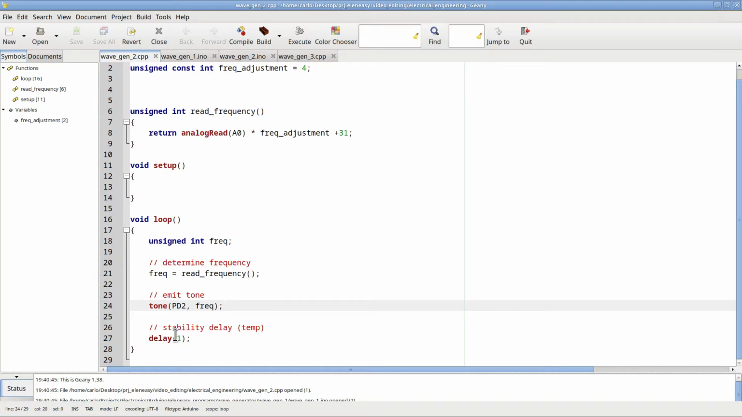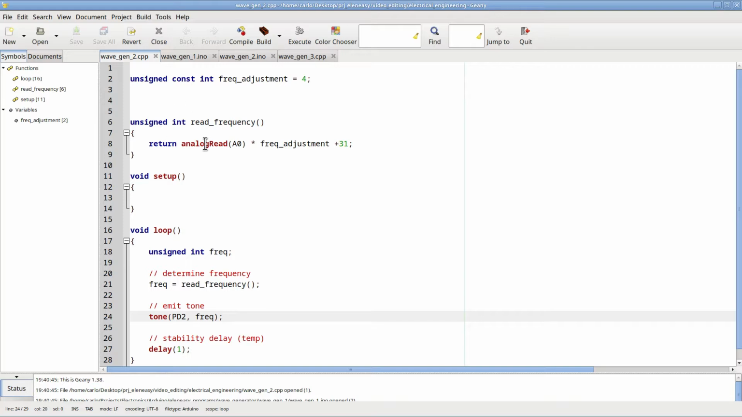Let's now take a look at function readFrequency, which is toward the beginning of the file. This function does just one thing, accessing the voltage present at pin A0 and passing it to an internal analog-to-digital converter. The converter gives back to the function a 10-bit value proportional to the voltage on pin A0. Being a 10-bit value, it can go from 0 to 1023.